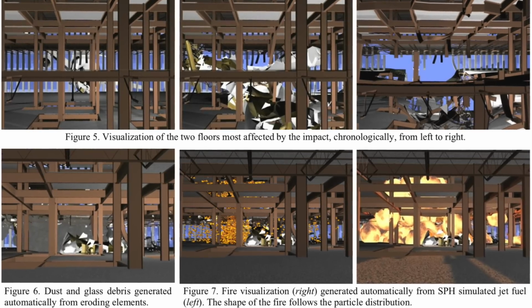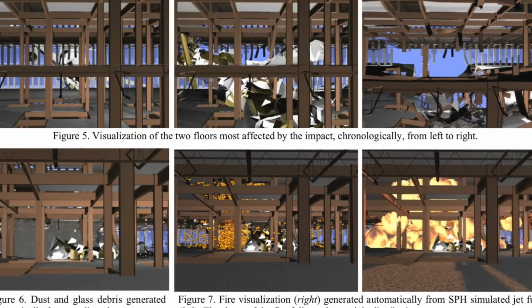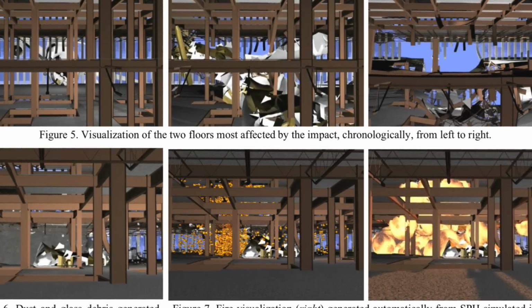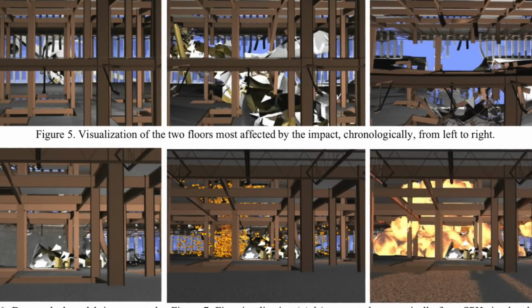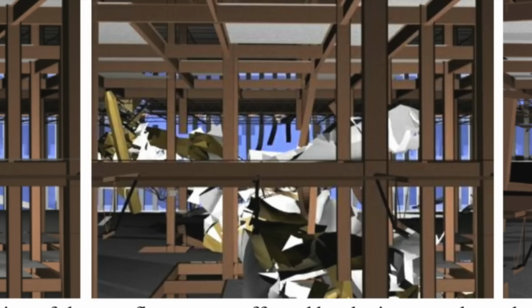And then here are more images. You've got figure 5, a visualization of the 2 floors most affected by impact chronologically from left to right. So that first one in the top left, you can see the plane entering the building, pretty crazy. They've skeletoned the entire building, which I don't like because it's unrealistic. I wish they had the furniture in there, but this is from 2002, so it's understandable. And then you can see the plane hitting it, and I think those are the center core columns, like right in front, to show you exactly how it affected them, and then the hole as well into the building.